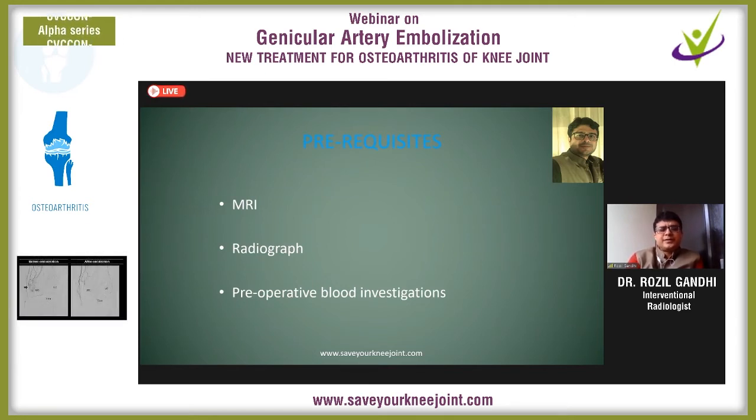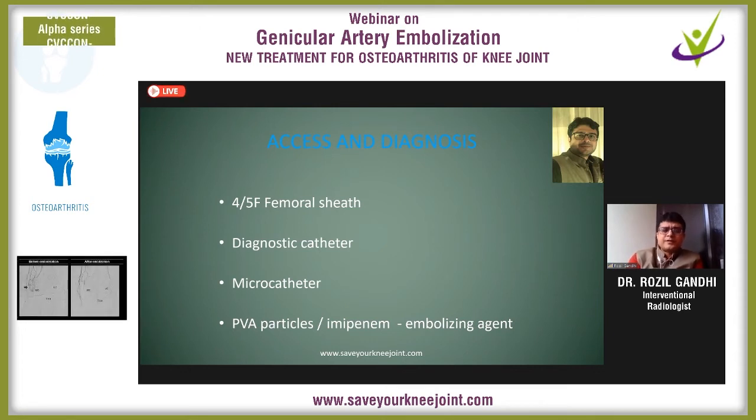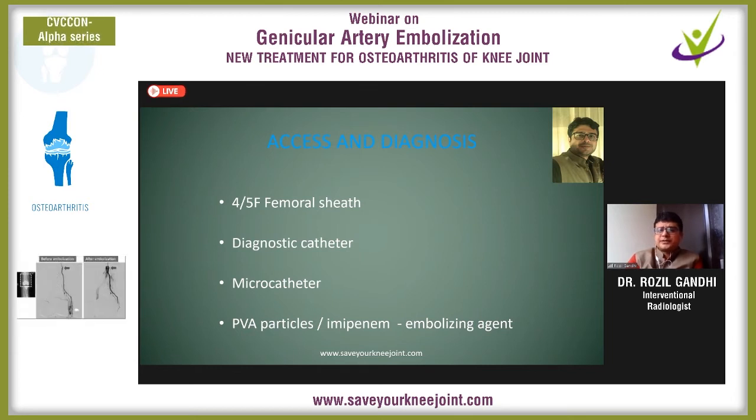Prerequisites, as I already mentioned, evaluation by MRI, X-rays, and pre-op blood investigation to check for coagulation parameters. Generally, we use an antegrade femoral puncture, insert a 4 to 5 French femoral sheath, have a diagnostic catheter up to the distal femoral artery, use a microcatheter coaxially through the diagnostic catheter, and after super selectively cannulating, inject the embolizing agent, that is imipenem.